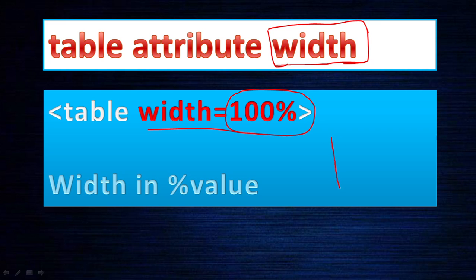Because if this is your browser, now the size of the browser, the width, is 1366. At this moment the width is 1366. Now if we say the width is equal to 1366, then the table will come up to the end.